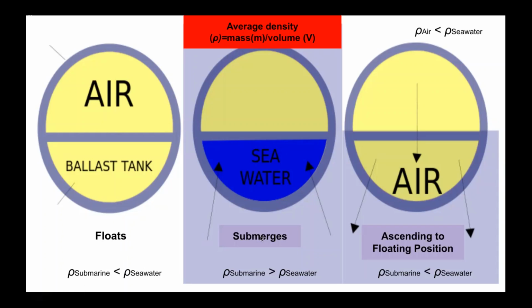In the middle image, seawater is pumped into the ballast tanks to replace the air, making the density of the submarine greater than the density of seawater, and hence the submarine submerges. The mass of the submarine increases because seawater is heavier than air, due to seawater being denser than air, shown by the relationship on the top right. The right image shows the submarine ascending to the floating position by pumping air into the tank, making the submarine lighter.